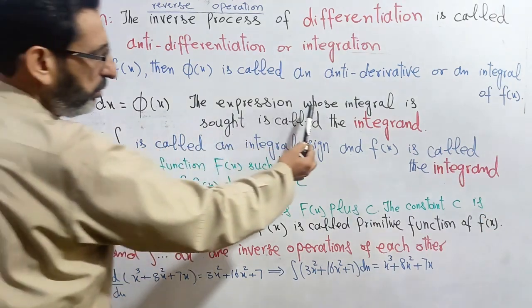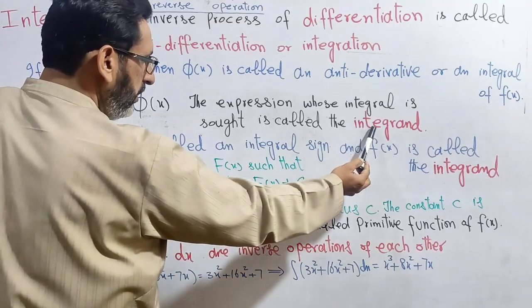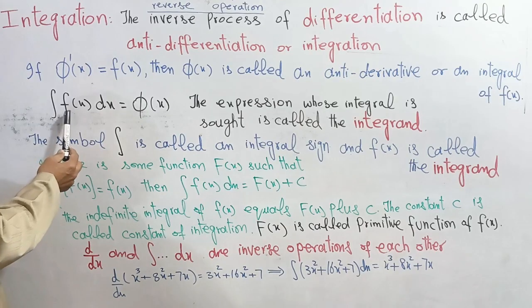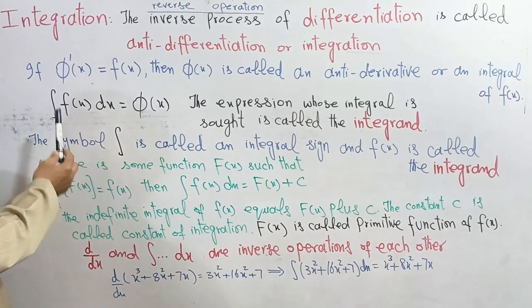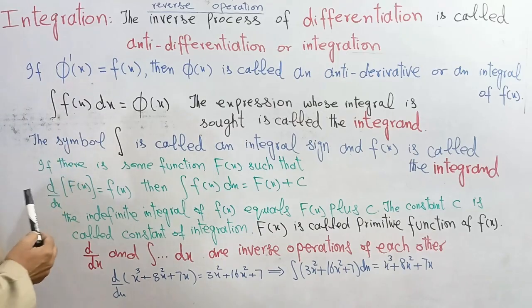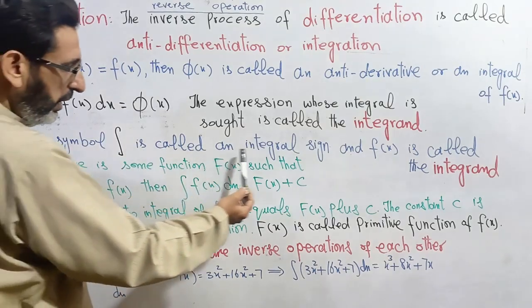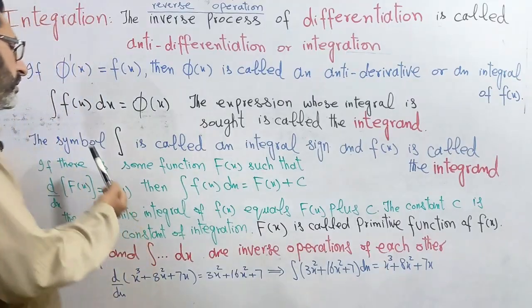The expression whose integral is sought is called the integrand. Here f of x is the integrand because we want to integrate this function and we want to find the primitive original function. The symbol, this is called an integral sign, and f of x is called the integrand.